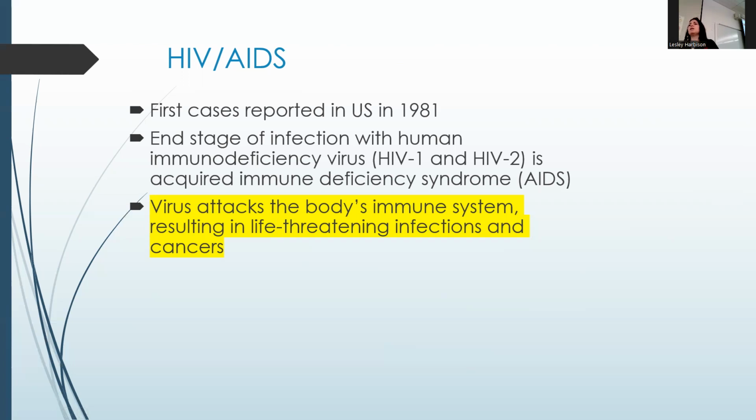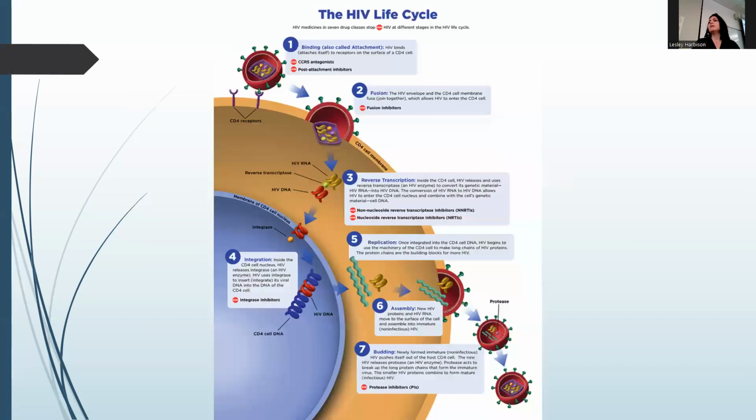The end stage of infection with human immunodeficiency virus, HIV-1 and HIV-2, is acquired immunodeficiency syndrome. It's basically saying that your whole immune system is severely depressed, and so it's manifesting itself in multiple different ways, with different systemic expressions. A lot of times it's opportunistic infections that take hold. The virus attacks the body's immune system, resulting in life-threatening infections and cancers that derive from it, because your immune system fights off all of that. Sometimes we don't think about how our immune system can fight off cancers, but it does.